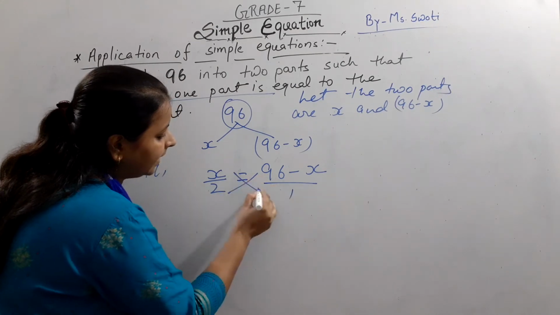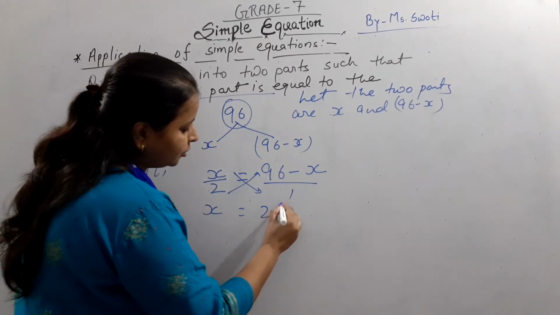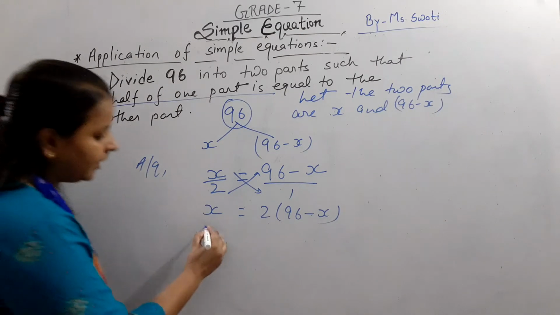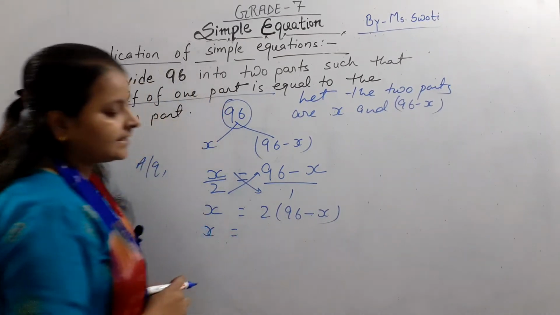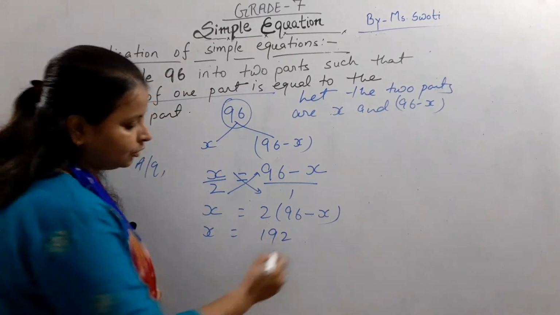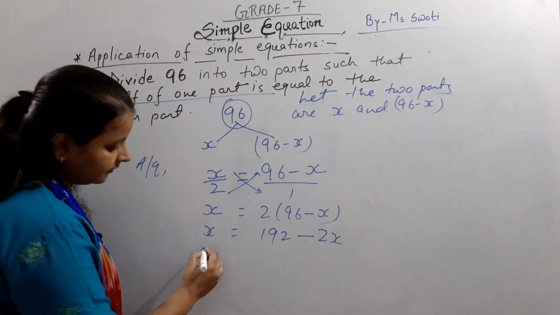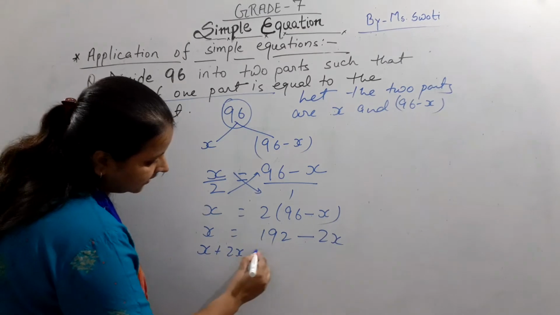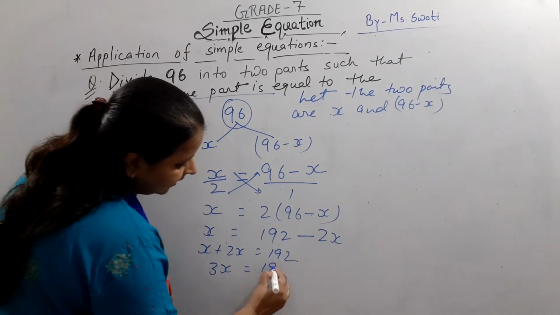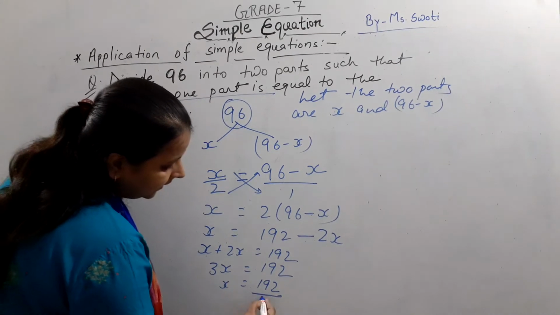Now what we do here? We cross multiply here. Now x into 1, it becomes x is equal to 2 into 96 minus x. So, x is equal to 2 into 96, what we get here? 192 minus 2 into x, 2x. Now, we arrange the variable on the one side. x plus 2x is equal to 192. It becomes 3x is equal to 192. x is equal to 192 by 3.